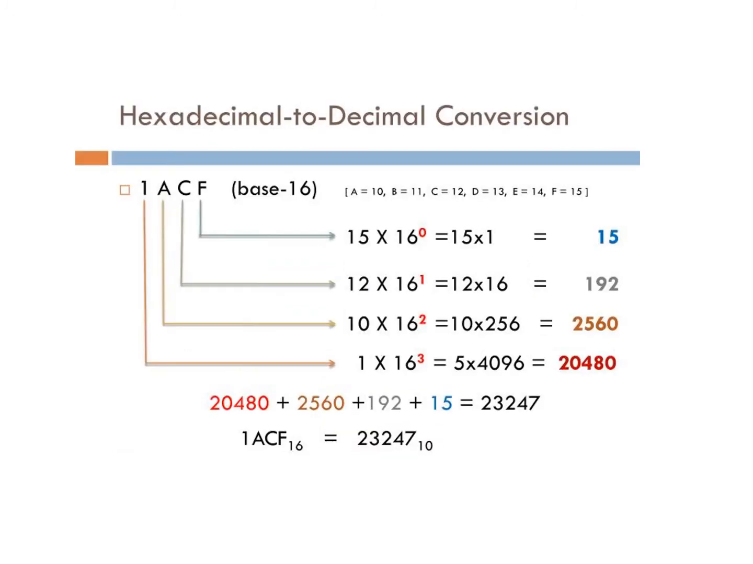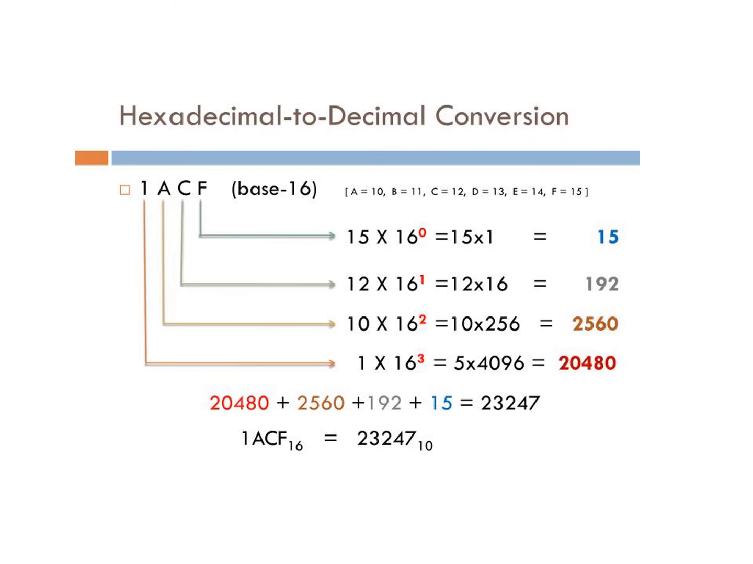So for converting hexadecimal to decimal, the same process is followed as for converting binary to decimal and octal to decimal. The same multiplication algorithm is followed here also. Starting from the right, the digit is multiplied by 16 raised to power 0, then the next digit is multiplied by 16 raised to power 1, the next digit by 16 raised to power 2, and the next digit by 16 raised to power 3.